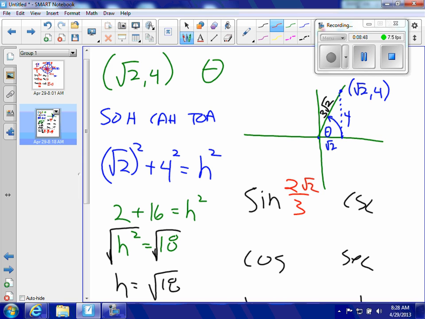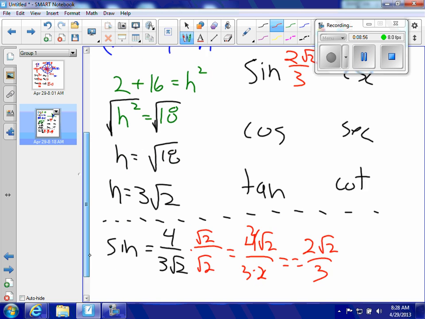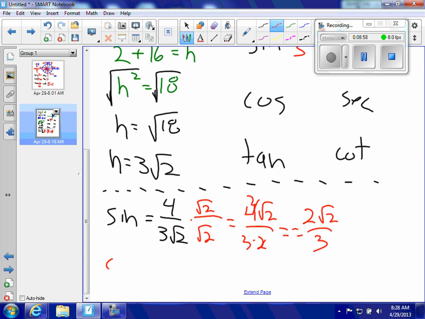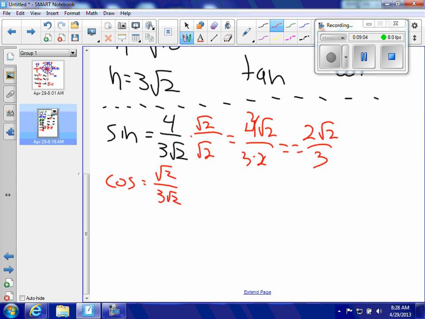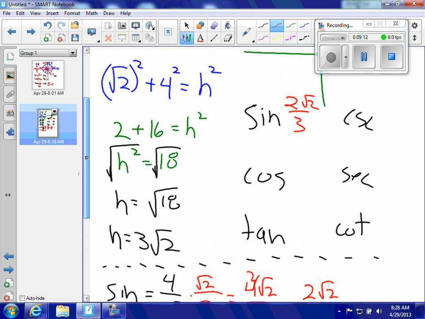Okay. My cosine is going to be adjacent over hypotenuse, which is radical 2 over 3 radical 2. And that's really nice because I can just get rid of my radical 2's. So cosine is going to be 1/3.